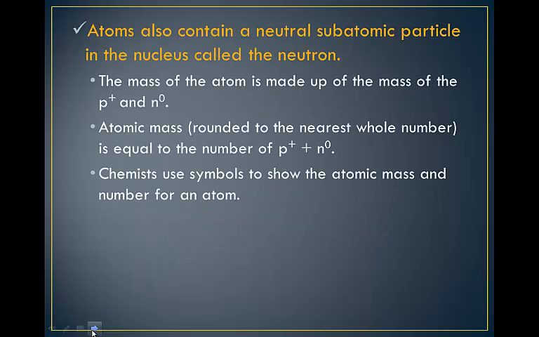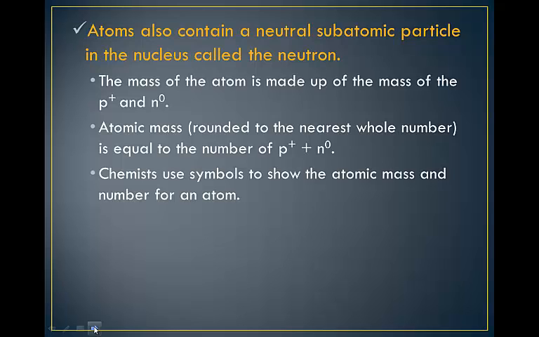So the atom also contains, as we've already talked about, this neutral subatomic particle, the neutron, and it's again in the nucleus. And as we've also already said, most of the mass of the element must come from the protons and neutrons, because they're 2,000 times as heavy as the electrons. So, because the mass of an atom is made mostly of the protons and neutrons, we say that the mass number, or the atomic mass, is equal to the number of protons plus neutrons.